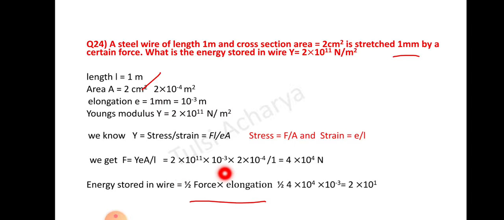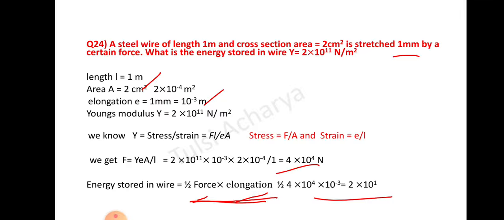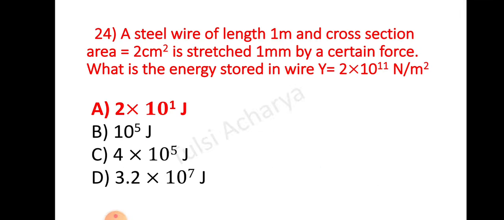Now we know that energy stored in wire is half into F into e. Our F is this, and our elongation is 10 to the power minus 3. So after solving this, we get 2 into 10 to the power 1, and that is option choice A. So option choice A is the correct one for question number 24.